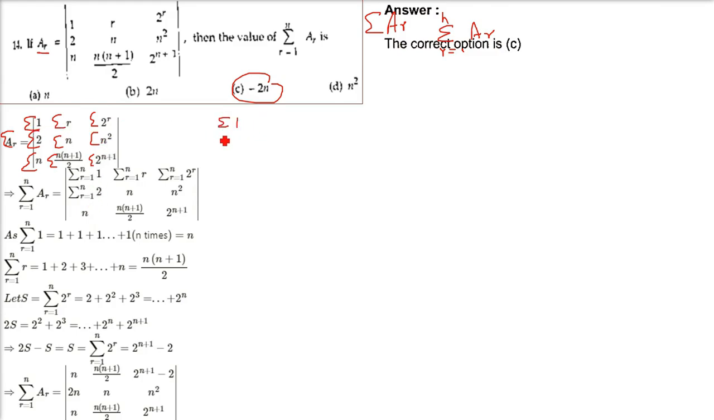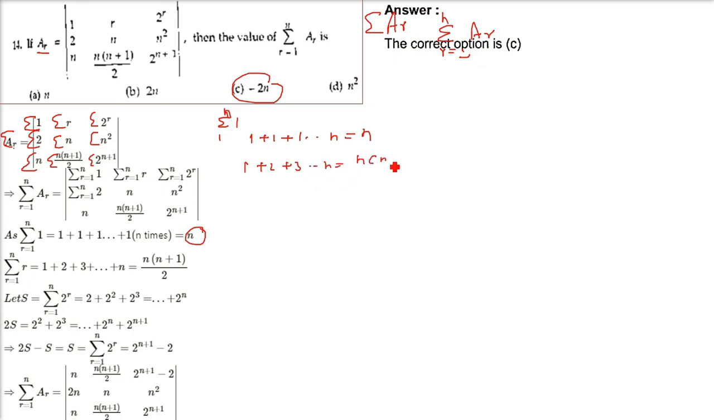Sigma 1 is what? If you add 1 n times, it will be n. 1 plus 1 plus 1. This is going to be n. If it is n times, it is n. So it is going to be 1. Only the r term and constant term we will add. Others won't change, because we are doing it for r.